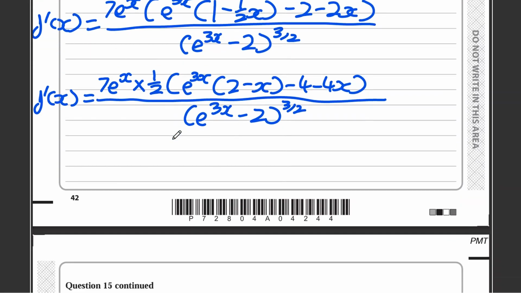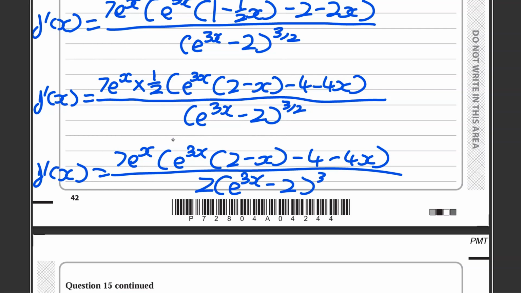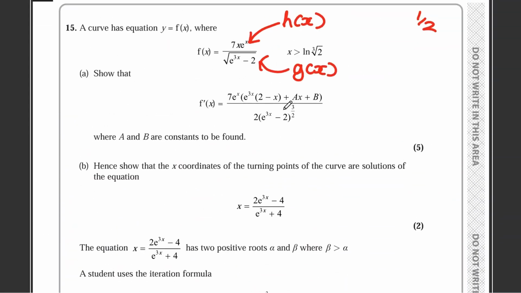If we bring this half into the denominator as a 2, we get f dash of x is equal to 7e to the power of x e to the power of 3x 2 minus x minus 4 minus 4x, and all of this is over 2 e to the power of 3x minus 2 to the power of 3 over 2, and this here is what we require here.